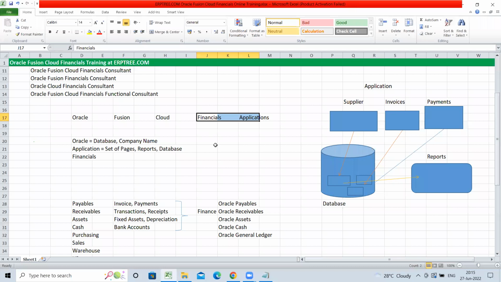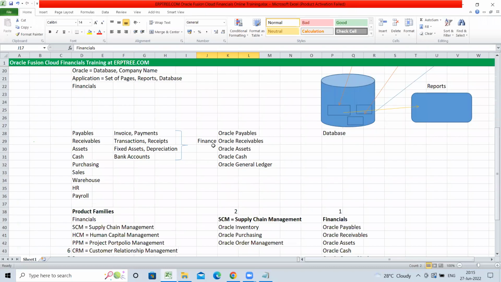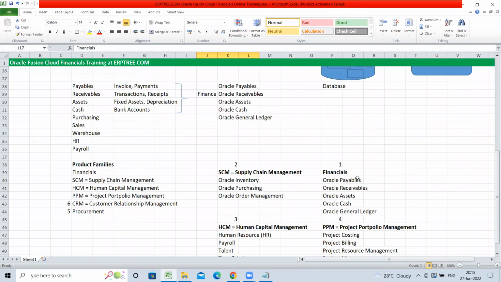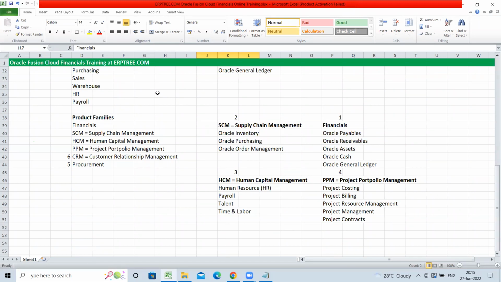Any questions, please? So far, these are the points we discussed. Based on this, any questions from anyone, please? Here, all these applications are interrelated, right, sir? The data will flow from one application to another. Yeah, these are connected.